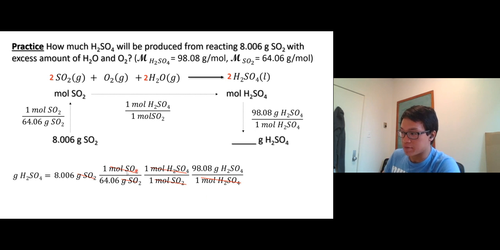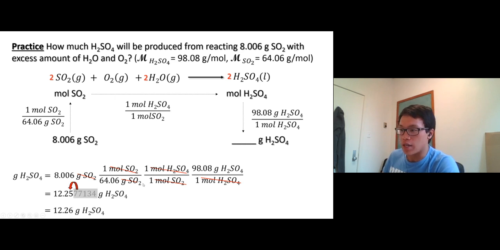There are quite a lot of numbers, so watch out there. You should get 12.2577134 grams of sulfuric acid. I got that from my calculator. And then I'm going to round it up to 4 digits, 4 sig figs. There we go.